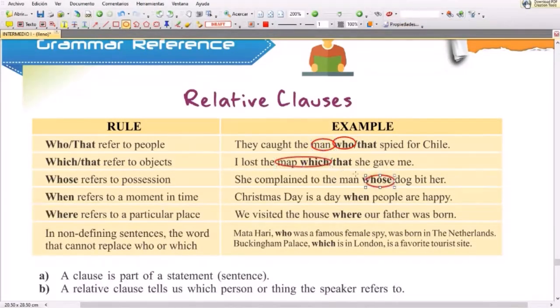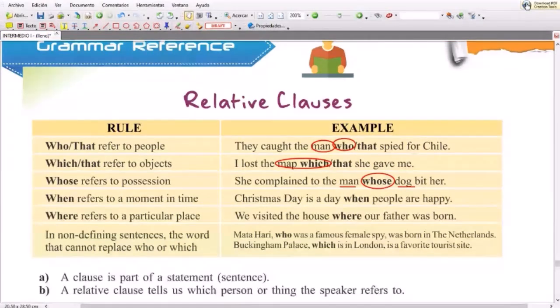Whose es bien interesante, déjame darte este tip. Let me give you this tip. When you use whose, you have the owner and the thing the owner has. Okay, so next to the relative clause we have the owner and the thing. Could be a person, could be an object, could be an animal, okay, that the owner possesses.